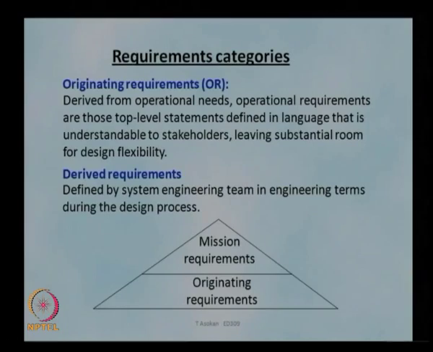Okay, so that was the first level where we develop the operational concept for the system, and once we have this operational concept we need to develop the requirements for the system. For the requirement analysis, we can divide these requirements into different categories like originating requirements and derived requirements. The originating requirements are basically derived from operational needs. So, the operational needs are identified in the concept level. So, we know that to implement that particular concept, there are some operational needs, and this actually defines the operational requirements.